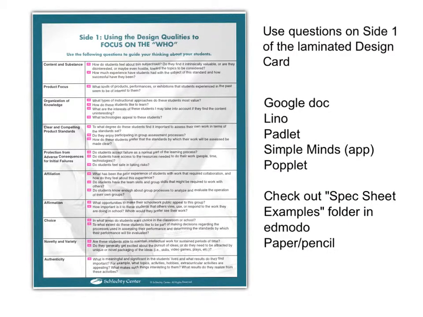As I mentioned before, we have a framework that helps you create your spec sheet. And we call this framework the design qualities. And so you are going to use the side one questions on that green laminated card and think about a particular class of students and simply respond to those questions. Now you can write your responses using any of these tools that I've listed here, or you can use a piece of paper and pencil if that's what works best.